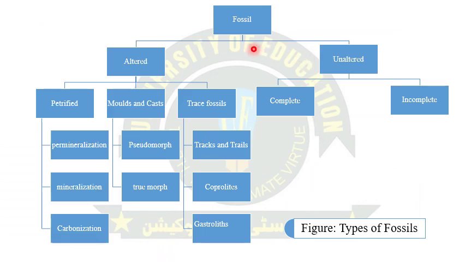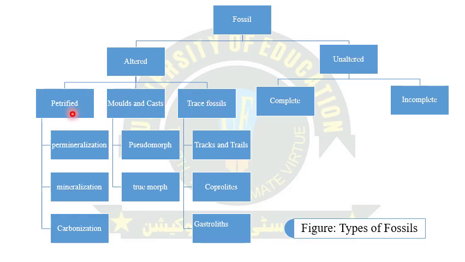Here in this chart, different types of fossils are explained. Fossils are basically divided into two categories. One is the altered fossils and the other is the unaltered fossils. Unaltered is further subdivided into two categories: complete unaltered and incomplete unaltered fossils. While altered fossils are further classified into three major categories, which consist of petrified fossils, molds and casts, and trace fossils.